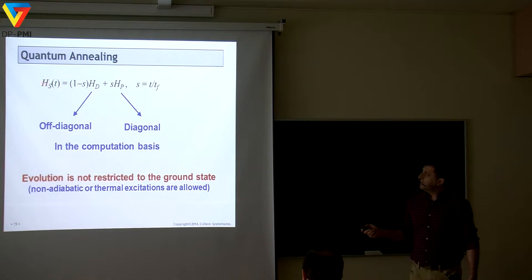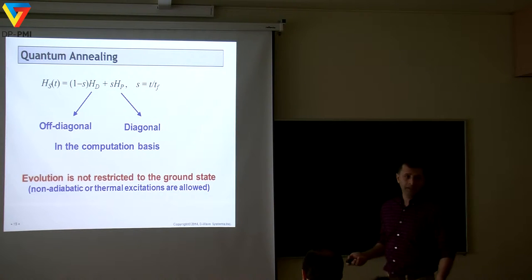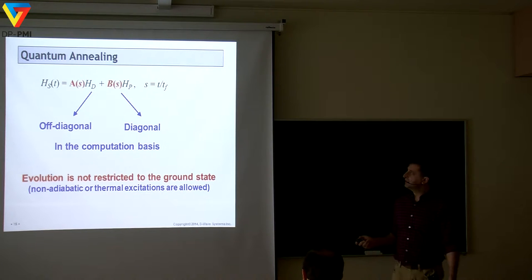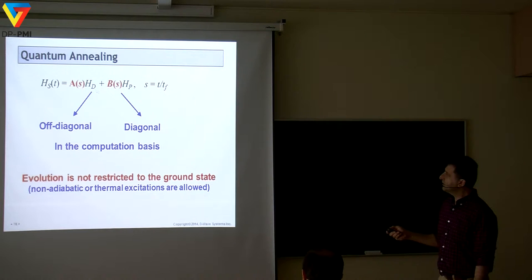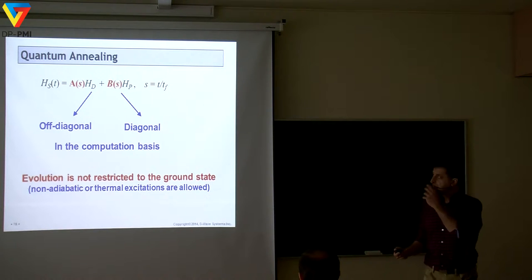So far I wrote this Hamiltonian as a linear interpolation between these two different Hamiltonians, 1 minus s and s, but that doesn't have to be a linear interpolation. And indeed, making this is not easy. It's much easier to just make a generalized Hamiltonian with two coefficients, A and B, and that's what we actually built at D-Wave.